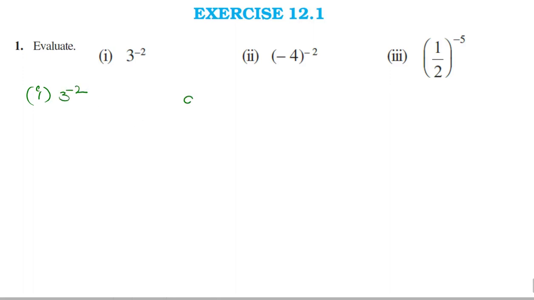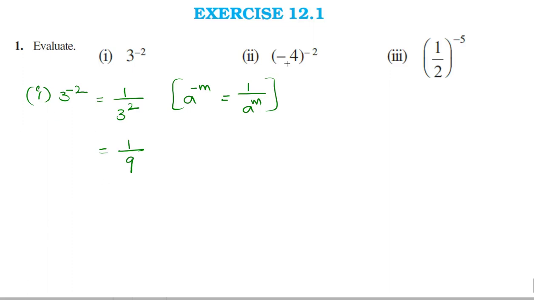So here this is in the form of a to the power of negative m, which we know is equal to 1 by a to the power of m. So this will be equal to 1 by 3 square. 1 by 3 square means 9. So the answer is 1 by 9.